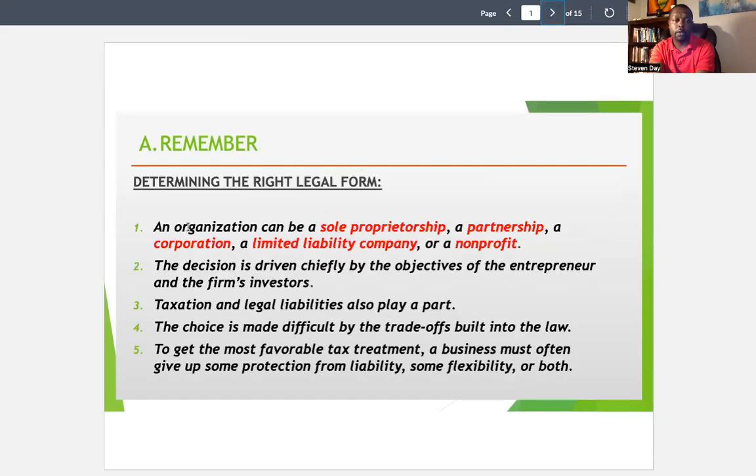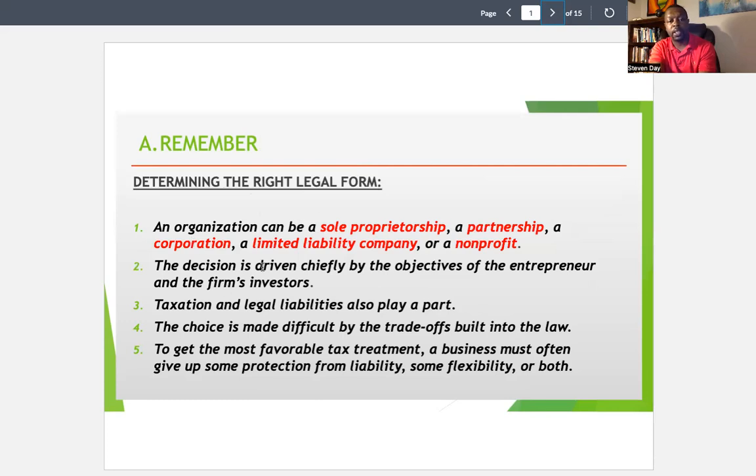Determining the right legal form. An organization can be a sole proprietorship, partnership, corporation, or a limited liability company, which is an LLC, or a nonprofit, which is usually a 501(c)(3).